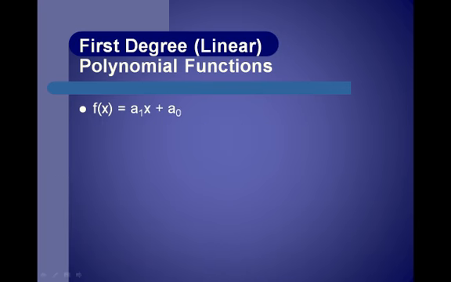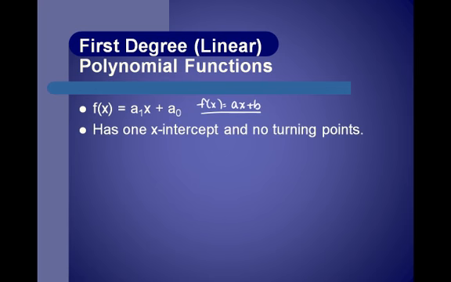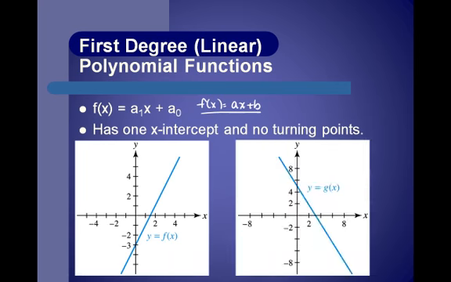A first-degree polynomial function, also called a linear function, is a function of the form f of x equals a sub 1 x plus a sub 0. And as before, you're probably used to seeing this one look like f of x equals ax plus b. A first-degree polynomial function has one x-intercept and no turning points. These are examples of first-degree linear polynomial functions.